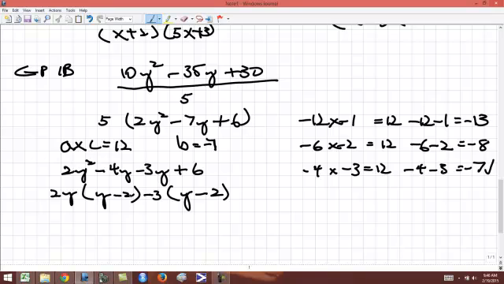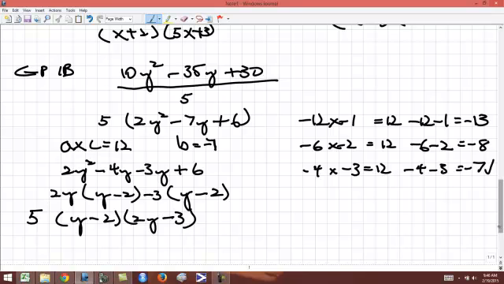Now I've got two terms with a common factor of parenthesis y minus 2. So I got y minus 2 times 2y minus 3. And that's the right answer. You can check it quickly. Minus 4y minus 3y is negative 7y. And finally, we have to put the 5 in front to get us back to 10y squared minus 35y plus 30.